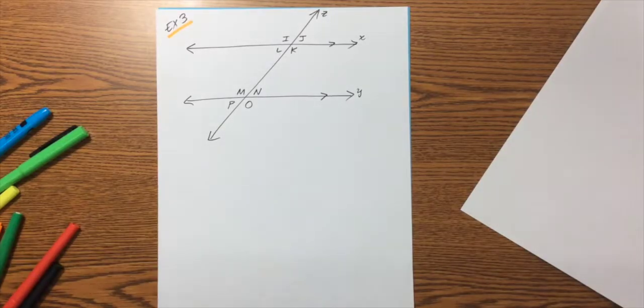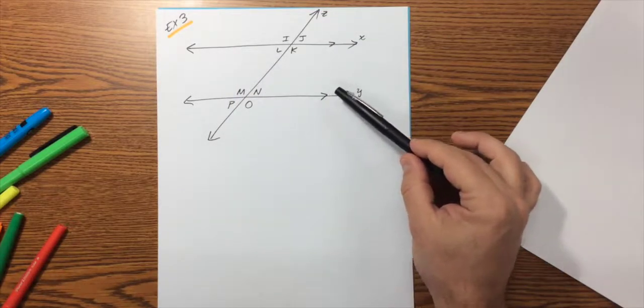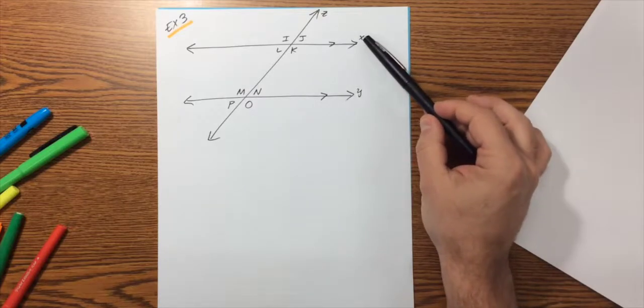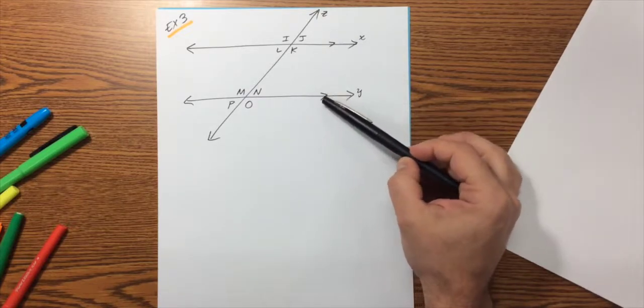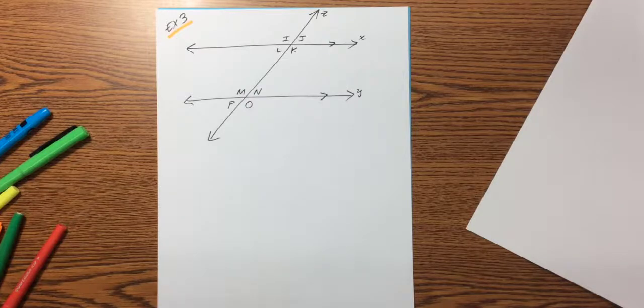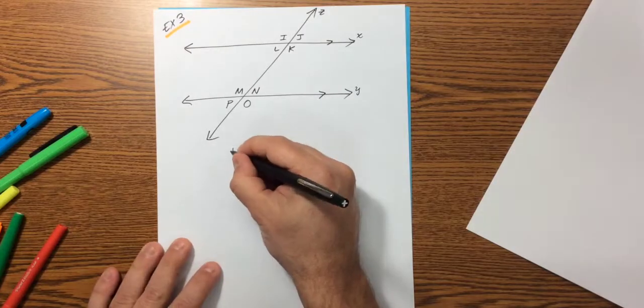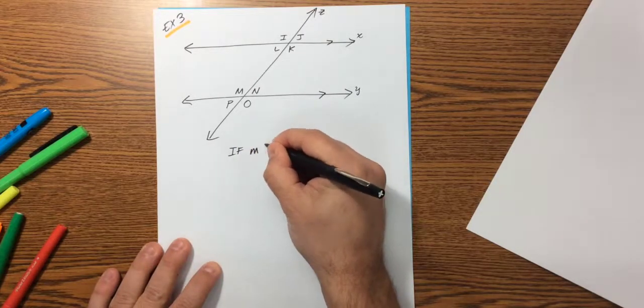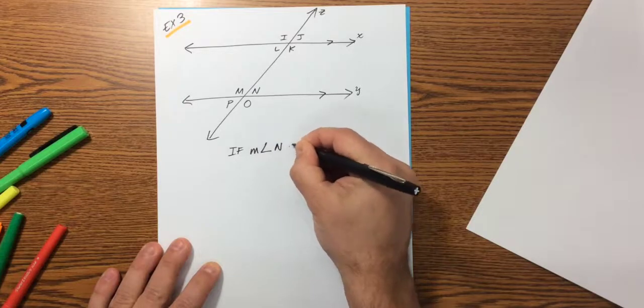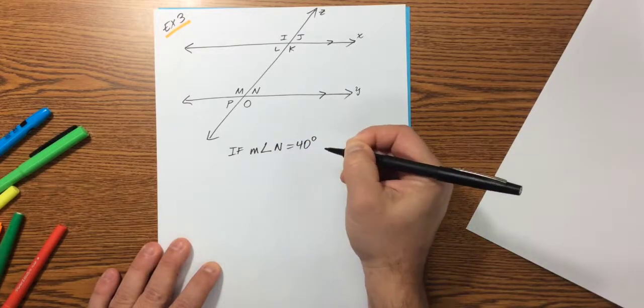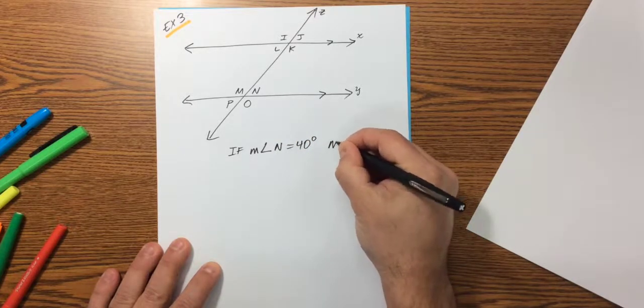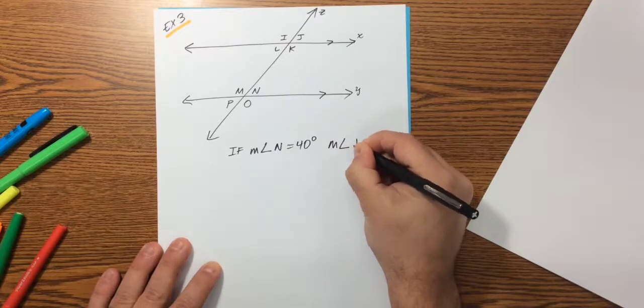All right, folks, example number 3. Now, here's a transversal intersecting the two parallel lines x and y, and we know that because there are these little arrows. Okay, line Z is the transversal. So, if the measure of angle N equals 40 degrees, find the measure of angle J.